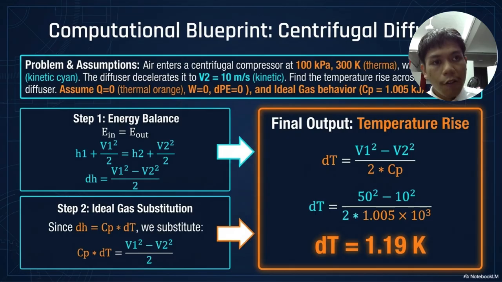For the final output, we get a temperature rise of dT equal to V1 squared minus V2 squared over 2 times Cp. Putting in all the parameters from the question, we got 1.19 Kelvin of temperature rise in the compressor. That's all from me, and I will pass this presentation to another person.